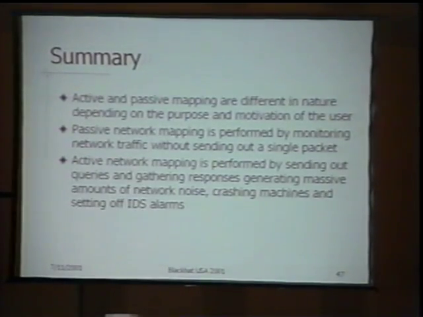Passive network mapping is performed by monitoring network traffic without sending out a single packet, while active network mapping is performed by sending out queries and gathering responses, generating massive amounts of network noise, crashing machines, and setting off IDS alarms. I don't see too many downfalls to the passive side, other than the fact that you need to be on the network to do it.